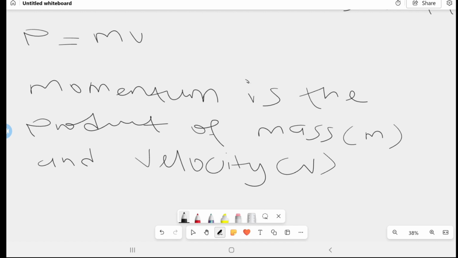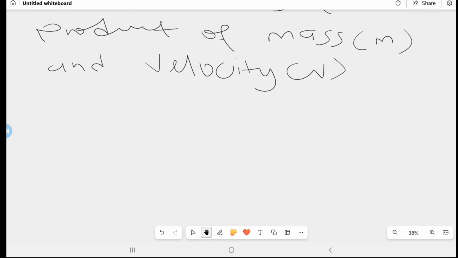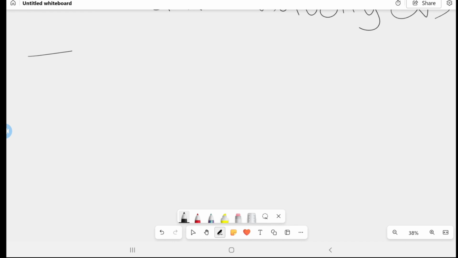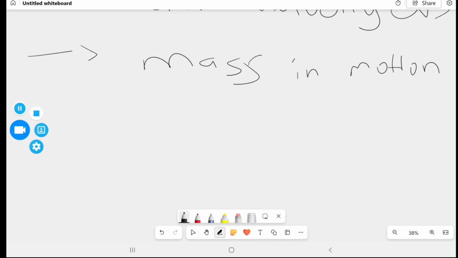And what else can we say about momentum? Momentum is basically mass in motion, right? That is momentum. Thank you. Now we are going to do impulse.